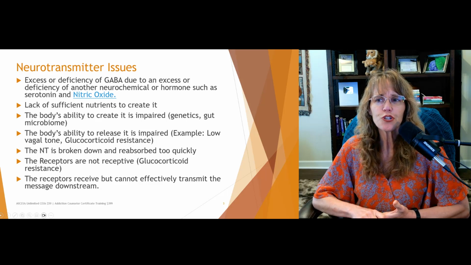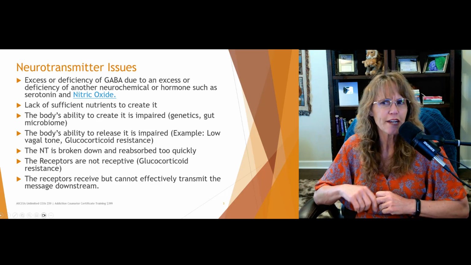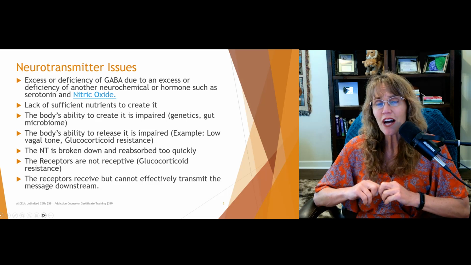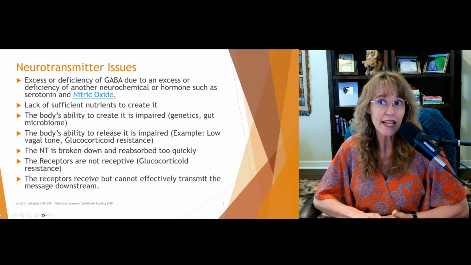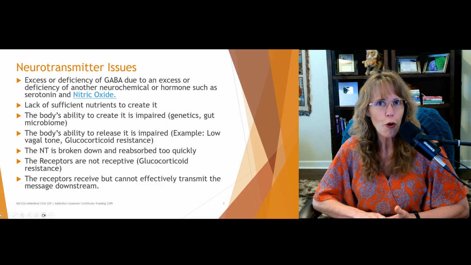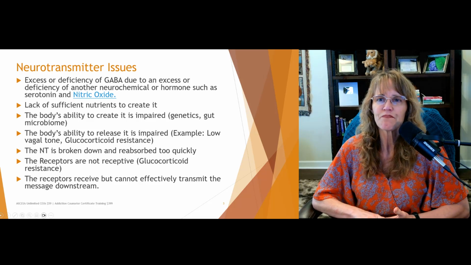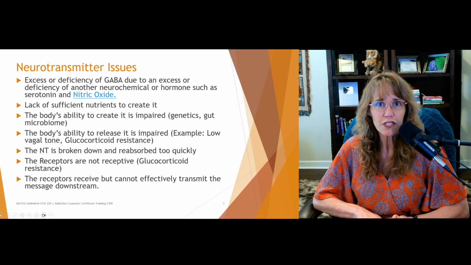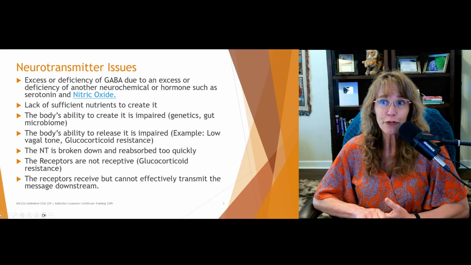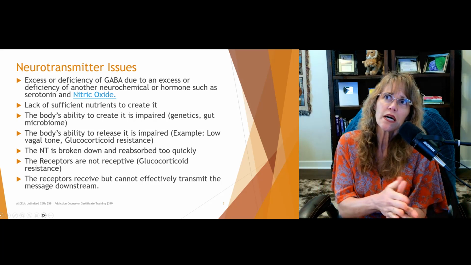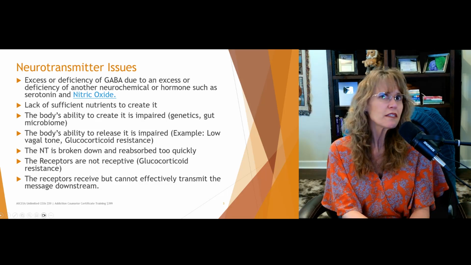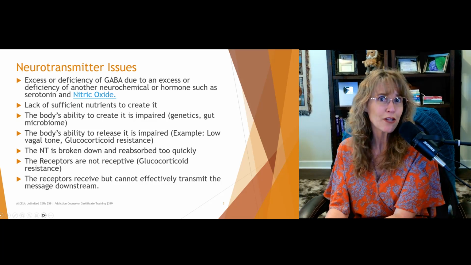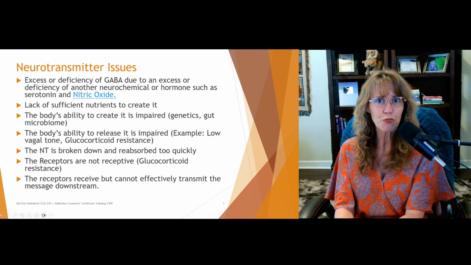Lack of sufficient nutrients. Oh, let me talk about nitric oxide for a second. Nitric oxide is something that is being promoted a lot in certain nootropics and over-the-counter supplements, and it actually alters levels of GABA and glutamate. So we have the Goldilocks principle. Too little is no good. Too much is no good. We want just the right amount.